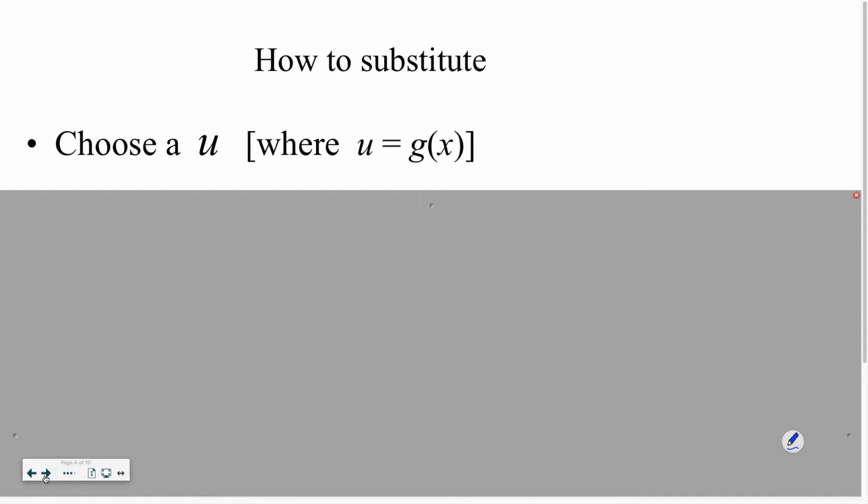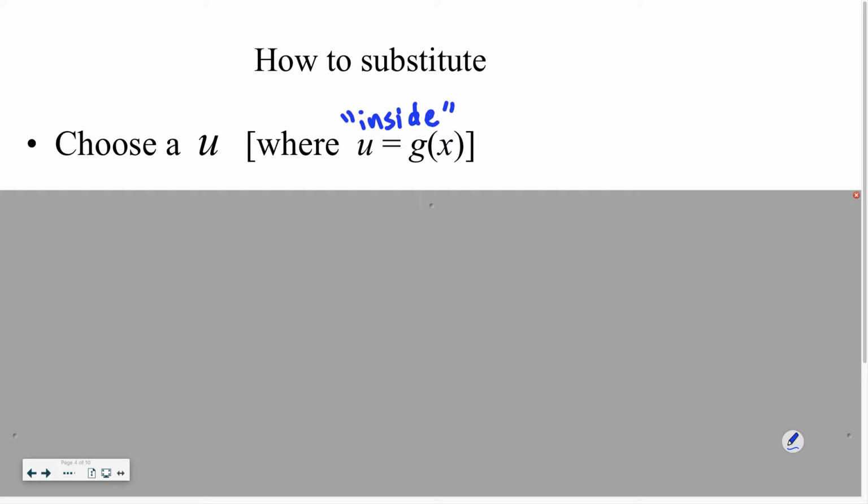We are going to choose a u. Okay? I'm going to have you look for what's the inside of our function. If we have a composition, what's the inside? That's typically what we are going to choose for our u. We're using u substitution because we can't do it with any of our normal rules. So if there's a composition, we can pick the inside to be our u.